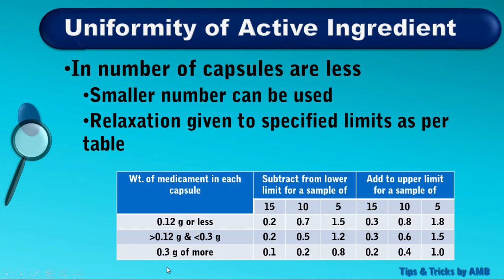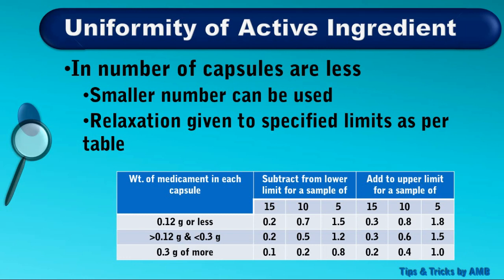And if the content of the capsule is 0.3 gram or more, and we are taking only 5 capsules for the test, then we have to subtract 0.8 from the lower limit and add 1 to the upper limit which is given in the specific monograph of that medicament. So in this way we can get some relaxation if the number of capsules under test is less.